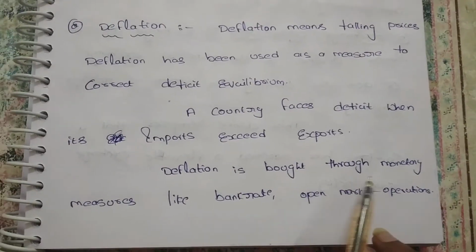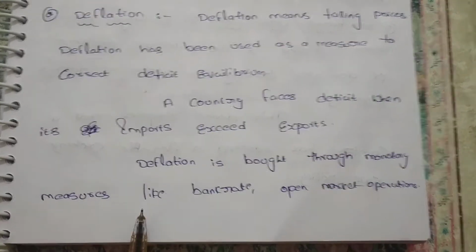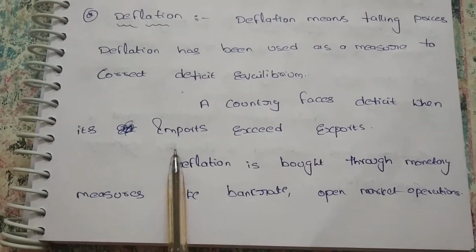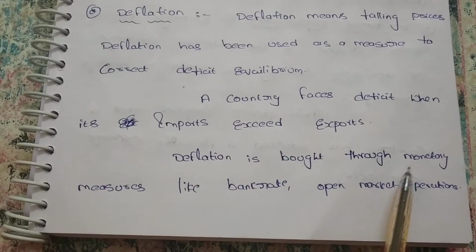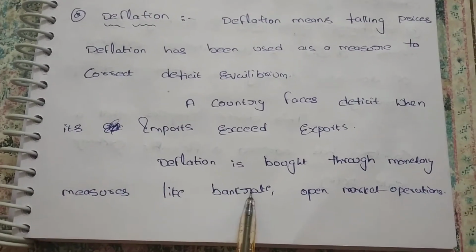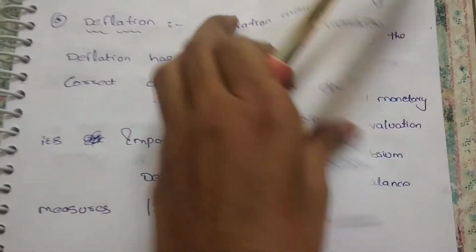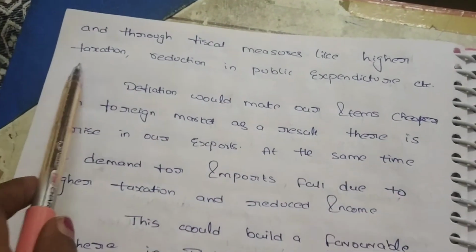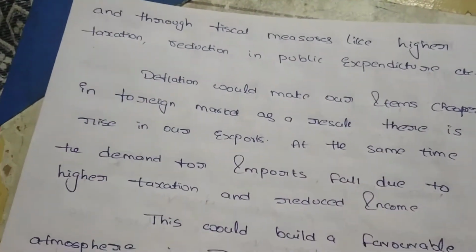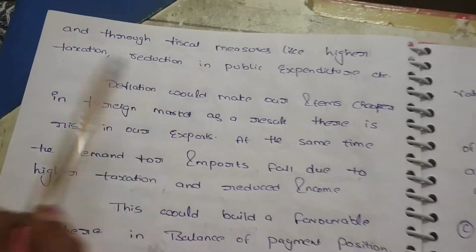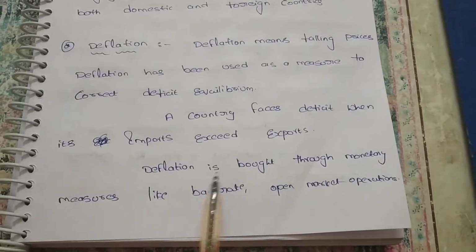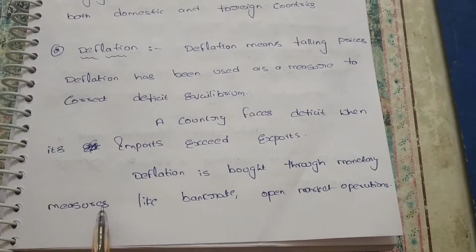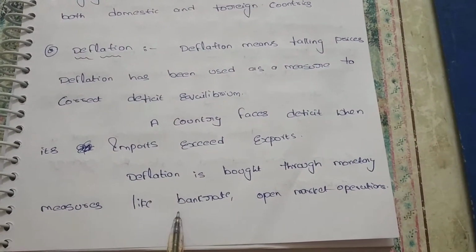Deflation is brought through monetary measures like the bank rate and open market operations, and through fiscal measures like higher taxation, reduction in public expenditure, etc. These are all the measures. Deflation is brought through monetary measures like bank rate.